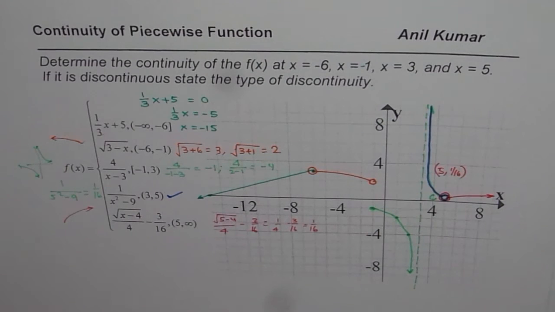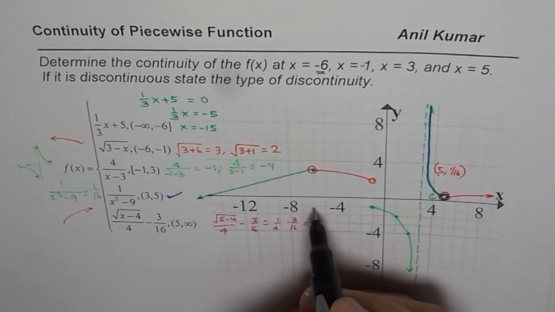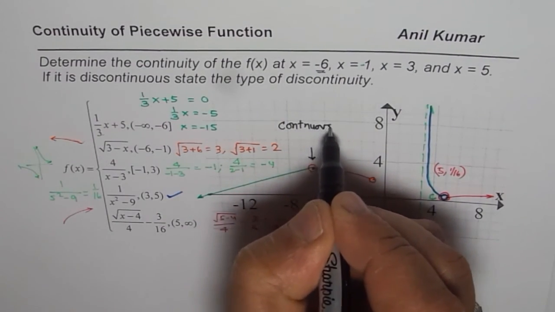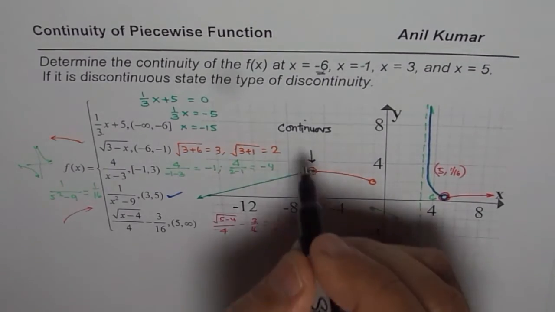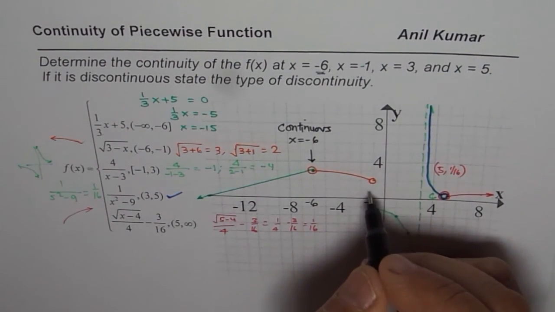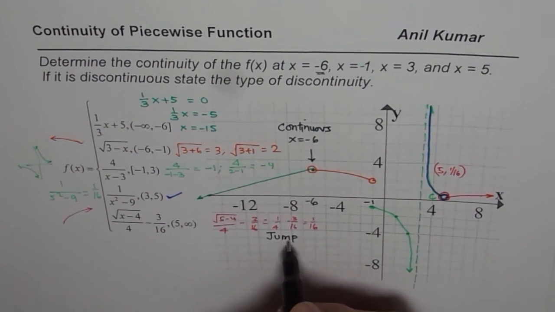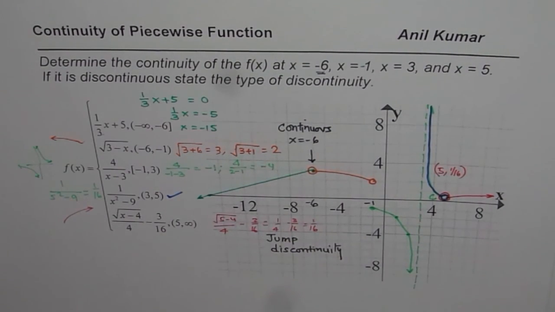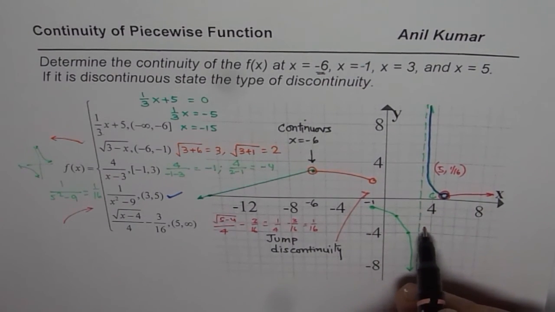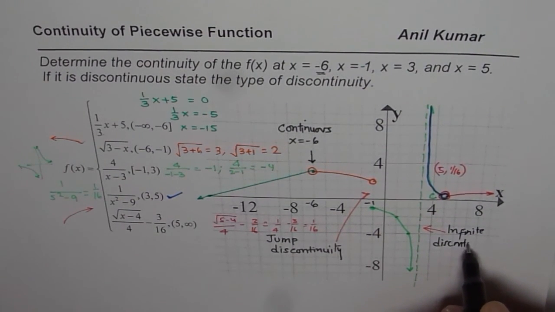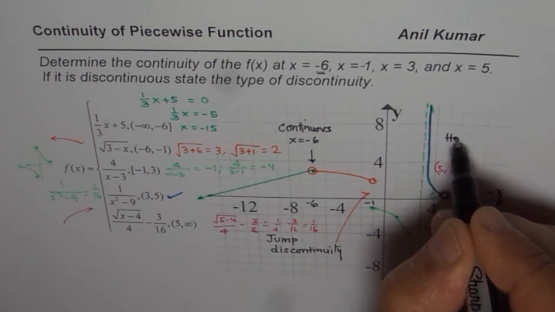Now clearly we can discuss continuity at different points, correct? At x equals minus 6, which is here, the function is continuous. So the function is continuous at x equals minus 6. At x equals minus 1, we have a jump discontinuity. So this discontinuity is called jump discontinuity. Let me label it. Now here we have infinite discontinuity. And here we have a hole, which is another form of discontinuity.